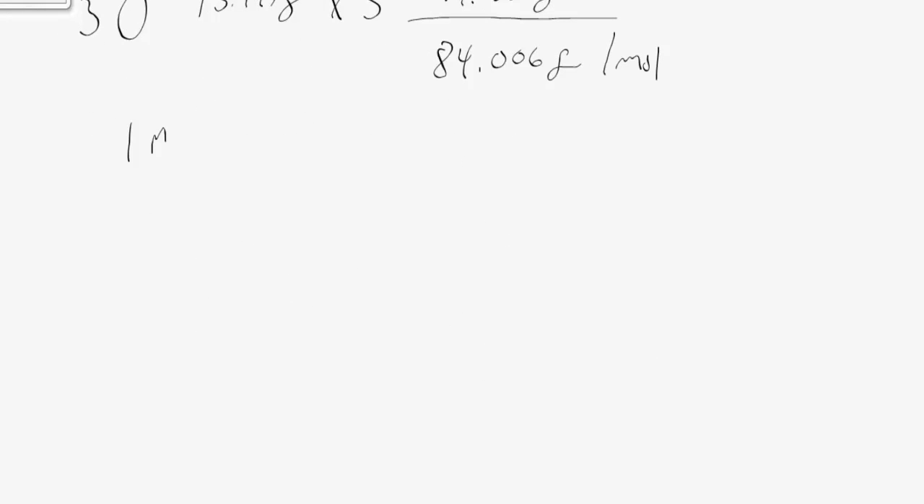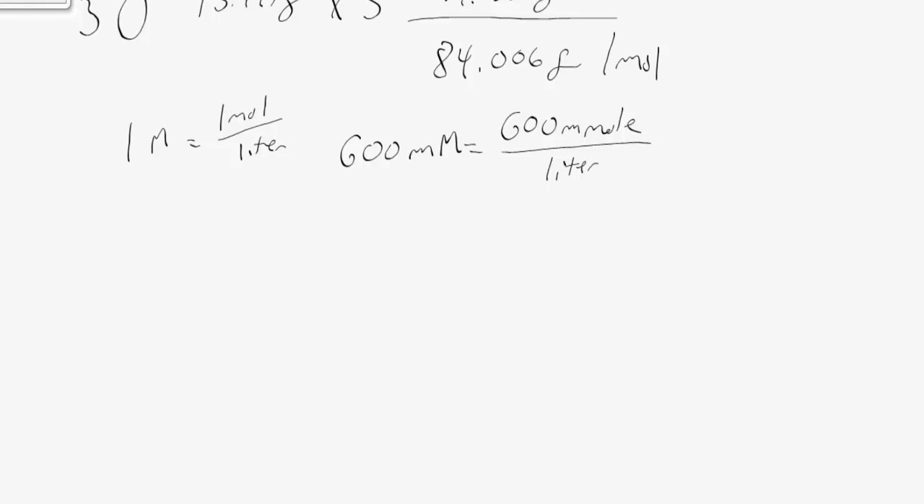So if one molar is equal to one mole per liter, 600 millimolar equals 600 millimoles per liter. So when we're expressing molarity, it's always going to be expressed in terms of liter. If it's one molar, it's one mole per liter. If it's 600 millimolar, it's 600 millimoles per liter. If it's 5 molar, it's 5 moles per liter. So when we see this 600 millimolar, we can just say that's 600 millimoles per liter.